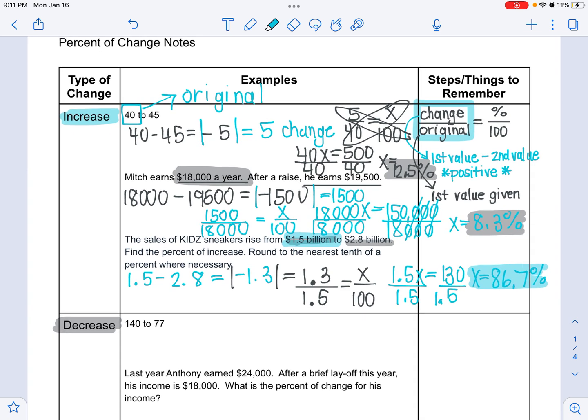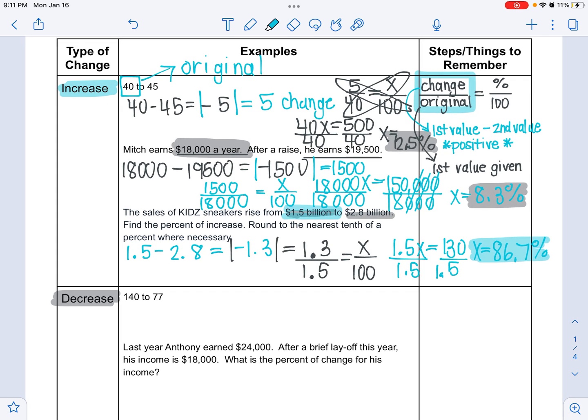All right, so let's change modes and go to percent decrease. And guess what? You're going to use that same formula. The only other thing that's not going to happen is you're going to be subtracting and you're not going to get a negative. So no absolute value thought on this. We're just going to take that first value minus that second value. So 140 minus 77, and you get a change of 63. So it's positive here, so you just go right into that listing.